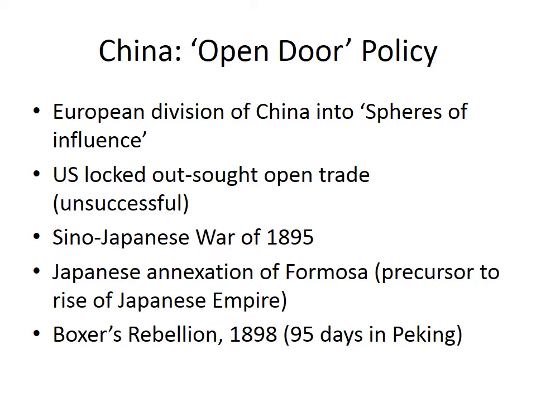So the Sino-Japanese War takes place, and the reason it's significant is it will put Japan on the map as a military power in Asia, because they will crush the Chinese military. This will be the annexation of Formosa. Now, the European occupation of China is going to really culminate with the Boxers' Rebellion of 1898.